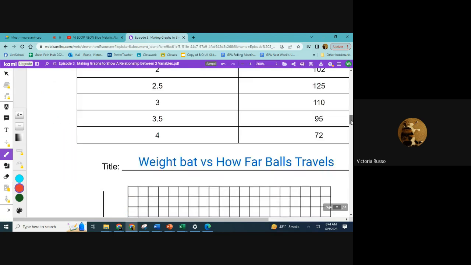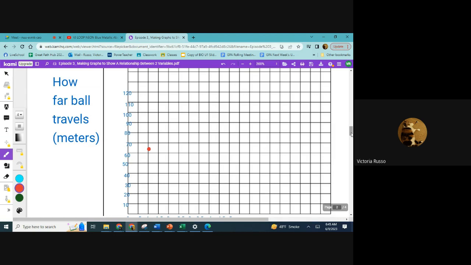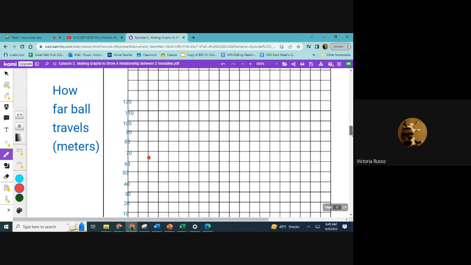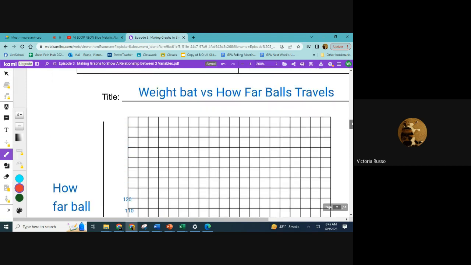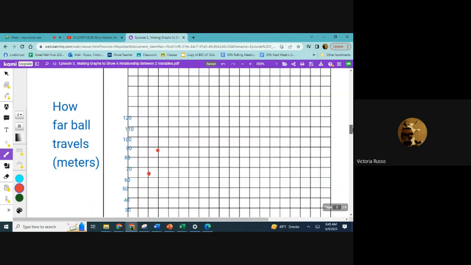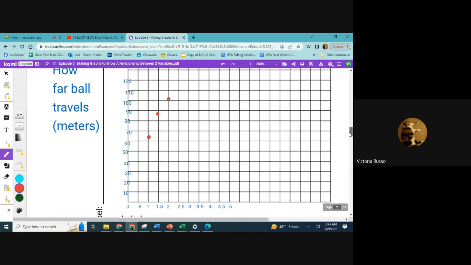And again, this is not going to be perfect because we're doing it on Kami. And then our next number is 1.587. So here's 1.5, and then here's 80, so closer to 90, so around there. And then 102. So here's our 2, and 102 is going to be around there. Again, we're just estimating if it's not on the line.